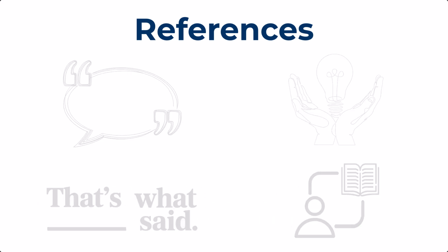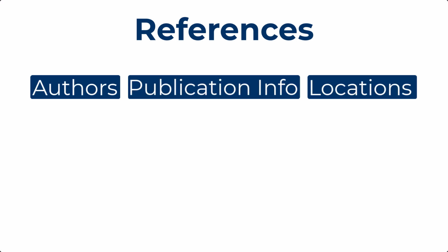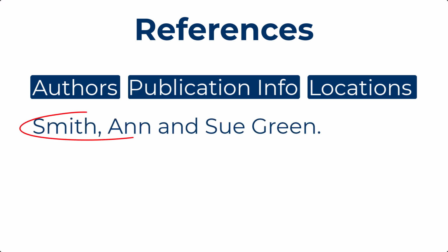Okay, now that you understand the basics of references and bibliography pages, let's talk about reference format. Just like footnotes and endnotes, references include three major sections: authors, publication information, and locations. But notes and references aren't formatted the same way. In notes, the author's name is written in natural order, with the first name preceding the last name. In references, the first author's name is flipped. This allows the list of references to be alphabetized by the last name of each source's first author.